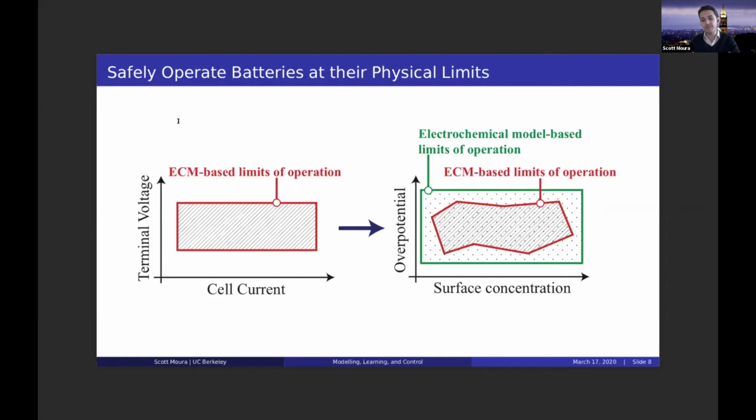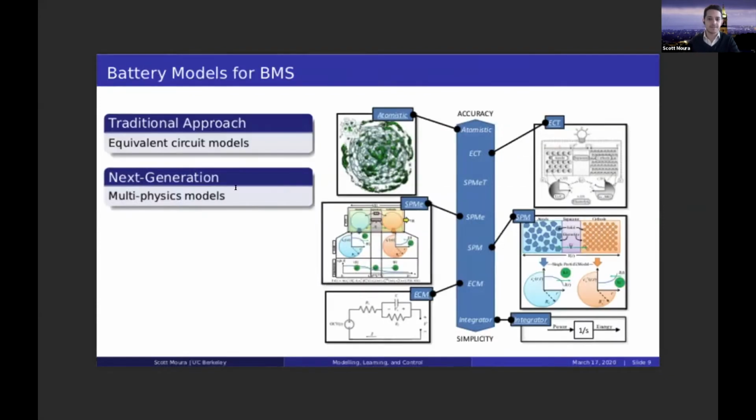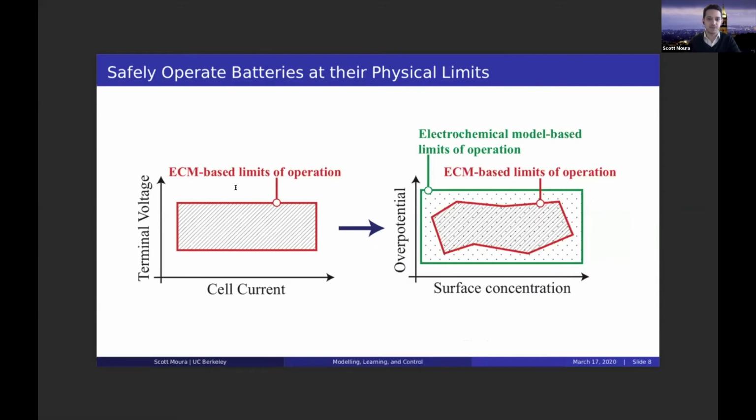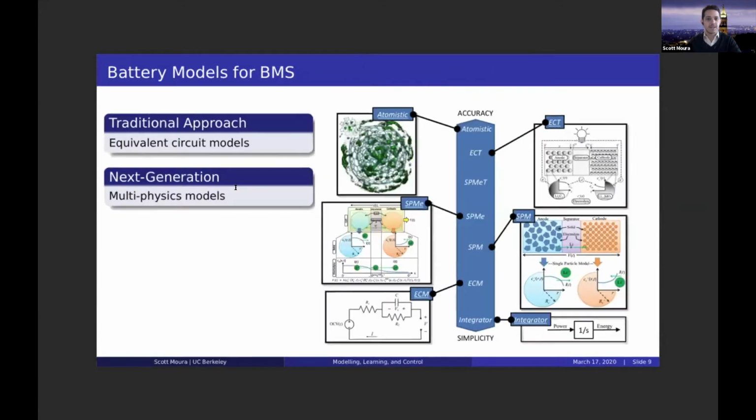In fact, I'll even show you that if the performance envelope is defined on voltage and current, it's even possible that you are violating a safety envelope as defined by that green region, these electrochemical states. So that is really our objective here, and in what sense we want to lift the blinders in how we control batteries.